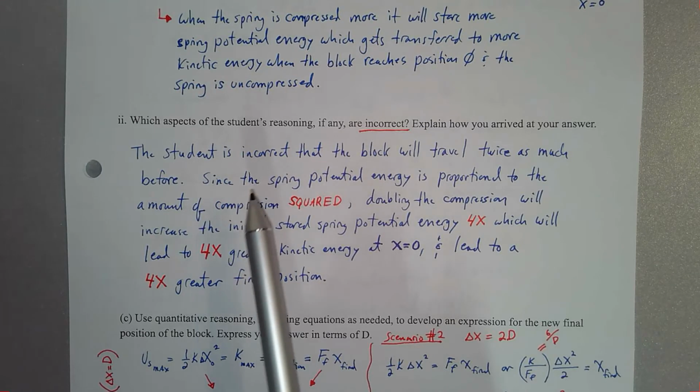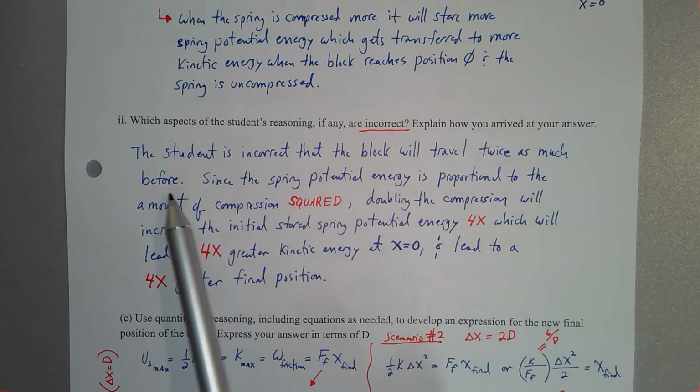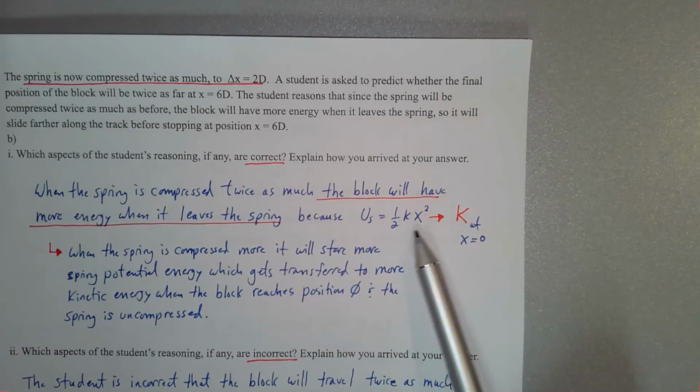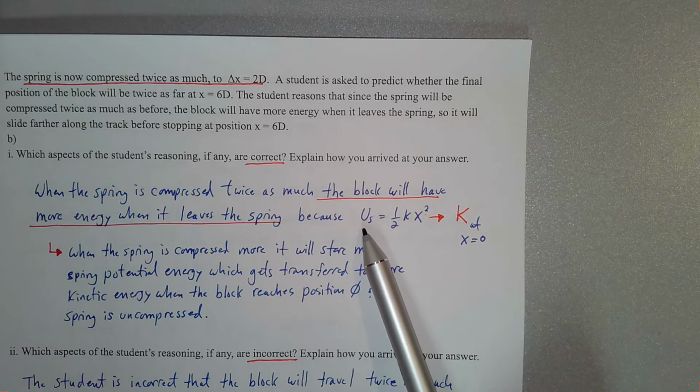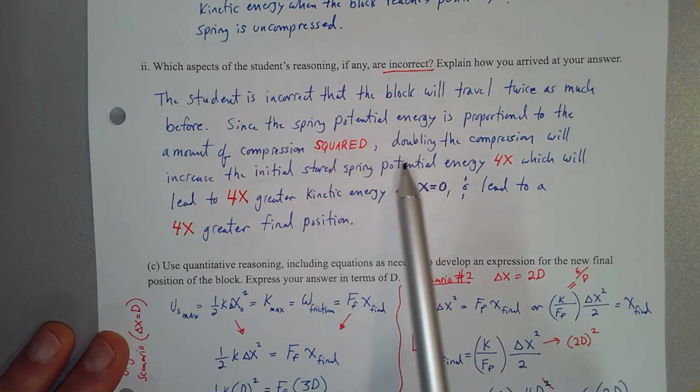So the student is incorrect that the block will travel twice as much as before, since the spring potential energy is proportional to the amount of compression squared. Remember this equation up here? So if you double that, that's not going to double the initial spring potential energy, that's going to quadruple. It's going to go up because it's a squared relationship.